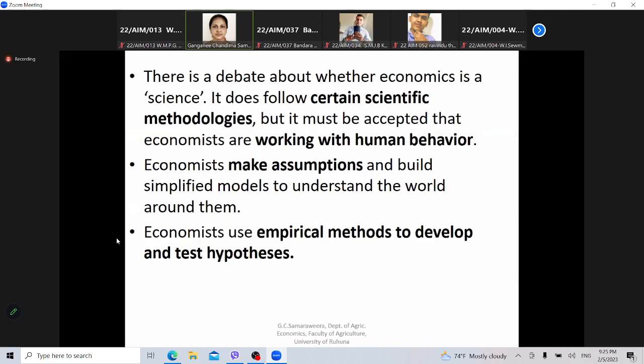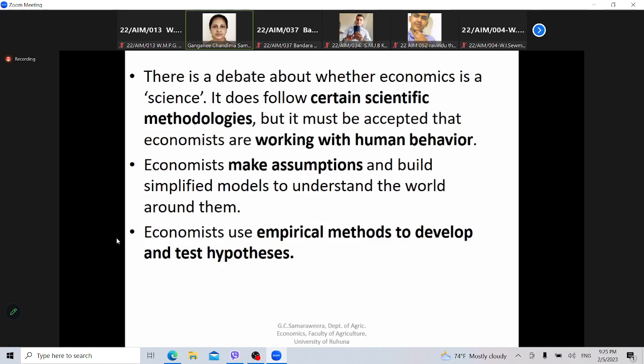Okay. So now we are discussing how economists see. Economists use certain scientific methodologies. They see everything in a scientific way, simply, because they are working with human behavior.